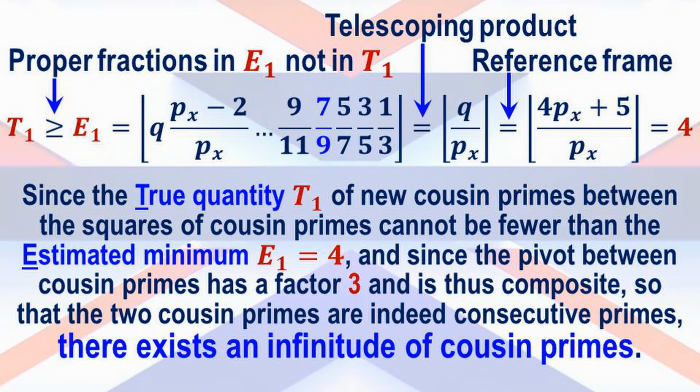Here, the pivot between cousin primes always has a factor 3, and that means it's composite, just as the pivot between the twin primes had a factor 2. It was even, and therefore was composite. So we do have to show that there are no primes between the pairs of primes, in this case separated by 4, the cousin primes. And it's very easy to show that, and therefore there does exist an infinitude of cousin primes. Job done, cousin-prime conjecture proven, or so I submit.